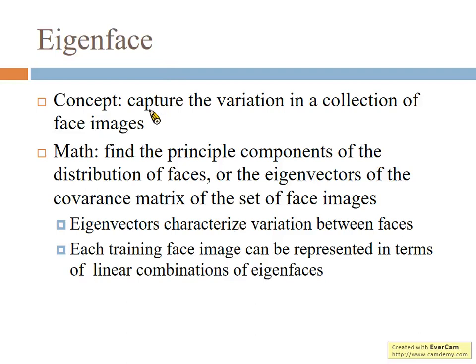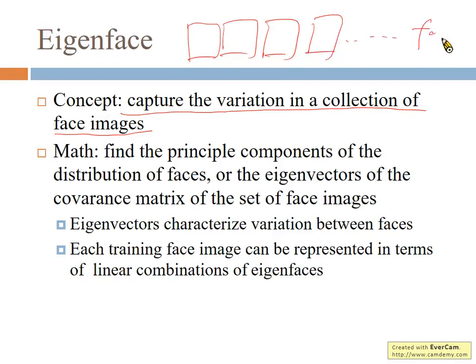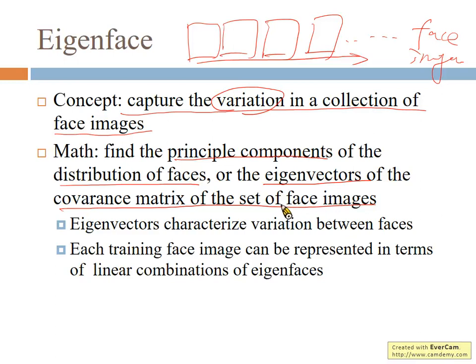So the concept of eigenface is that we try to capture the variation in a collection of face images. So we will prepare a set of training data, and these training data are all face images. By a mathematical tool, we try to capture the variance of these face images. Mathematically, this can be mapped to finding the principal components of the distribution of faces, or finding the eigenvectors of the covariance matrix of the set of face images. So first, we need to calculate the covariance matrix of the training face images. The covariance matrix describes how different positions change or vary together.